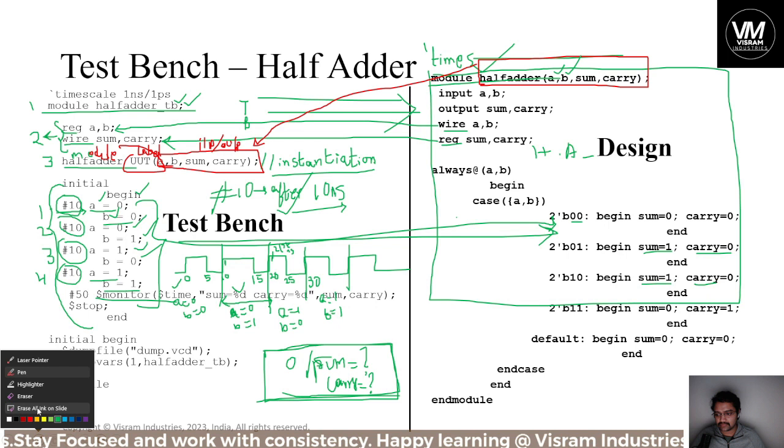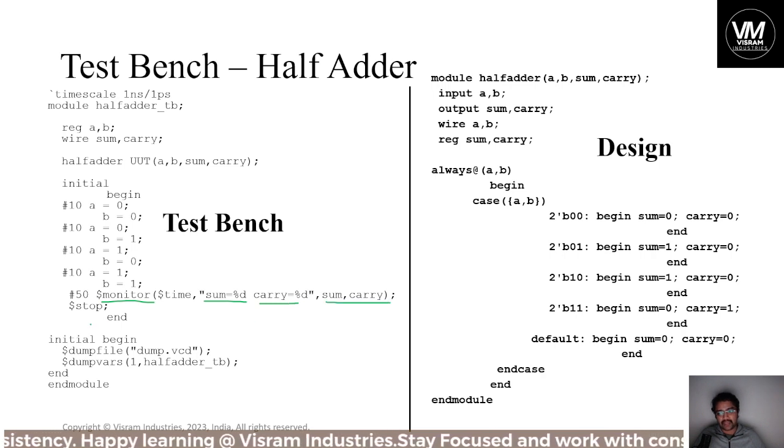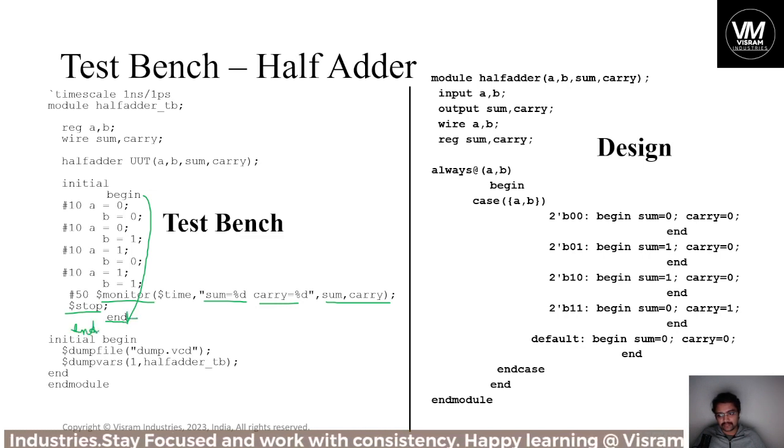I'll erase a few of the things. And then $monitor, this is the functionality to display the output, with sum and carry. You need to stop it after 50 nanoseconds. Just mention $stop, end the begin-end process here, and you can write endmodule.